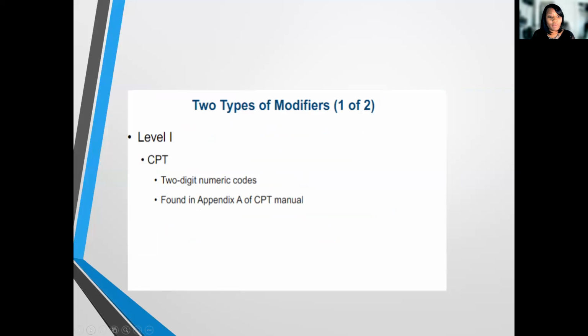You have your level 1 modifiers, which go with your CPT, which are 2-digit numeric modifiers, found in Appendix A of your CPT manual. I always suggest this: get familiar with your manuals, use them, and put your tabs in there so that you're able to get to each of the sections of the coding manual rather quickly. Again, you're going to find those modifiers in Appendix A.